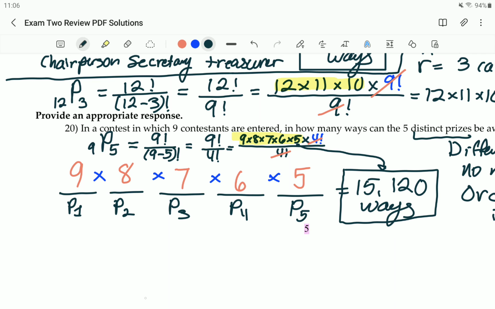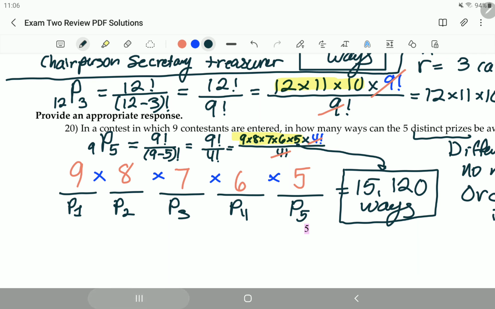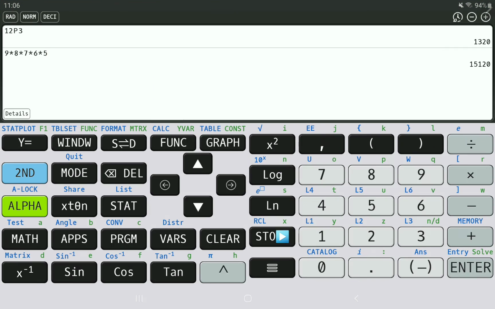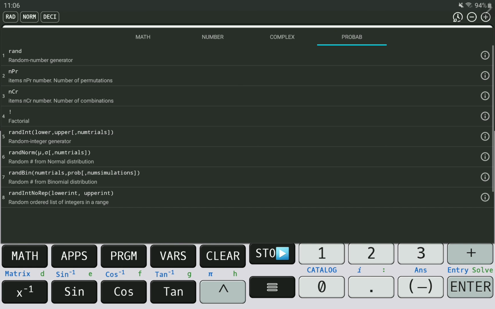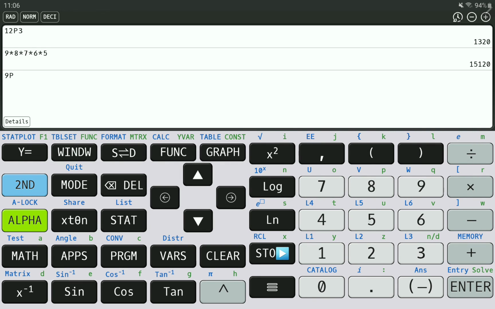And then finally, you can do it in your calculator by using the permutation function. Put your first number, which is 9, hit math, go to PRB, hit the second option, put in a 5, and there you go.